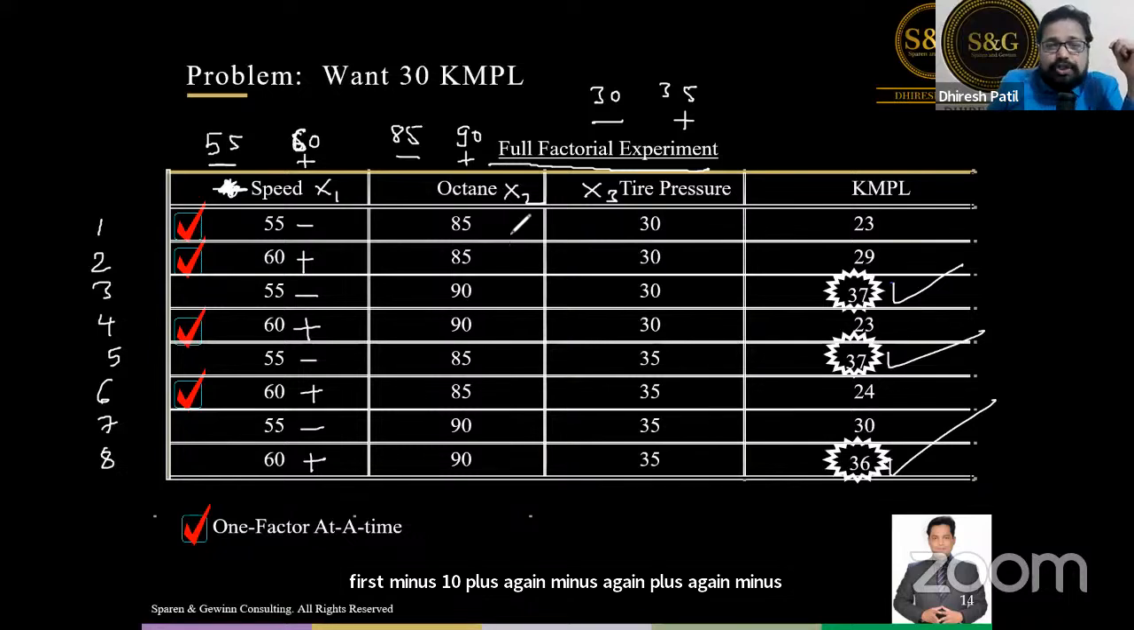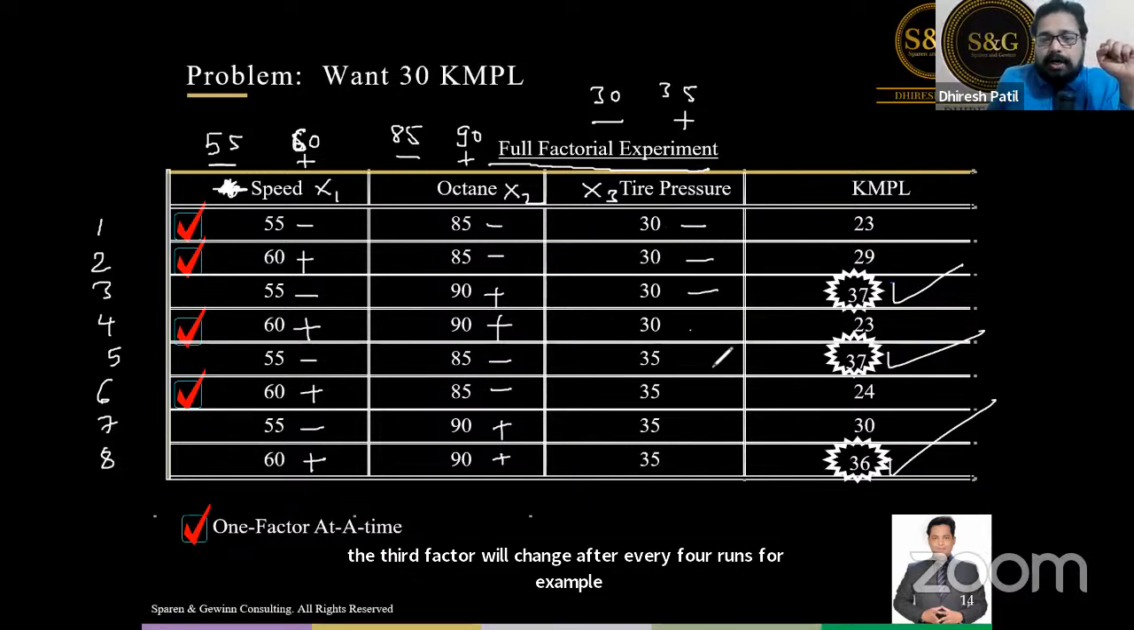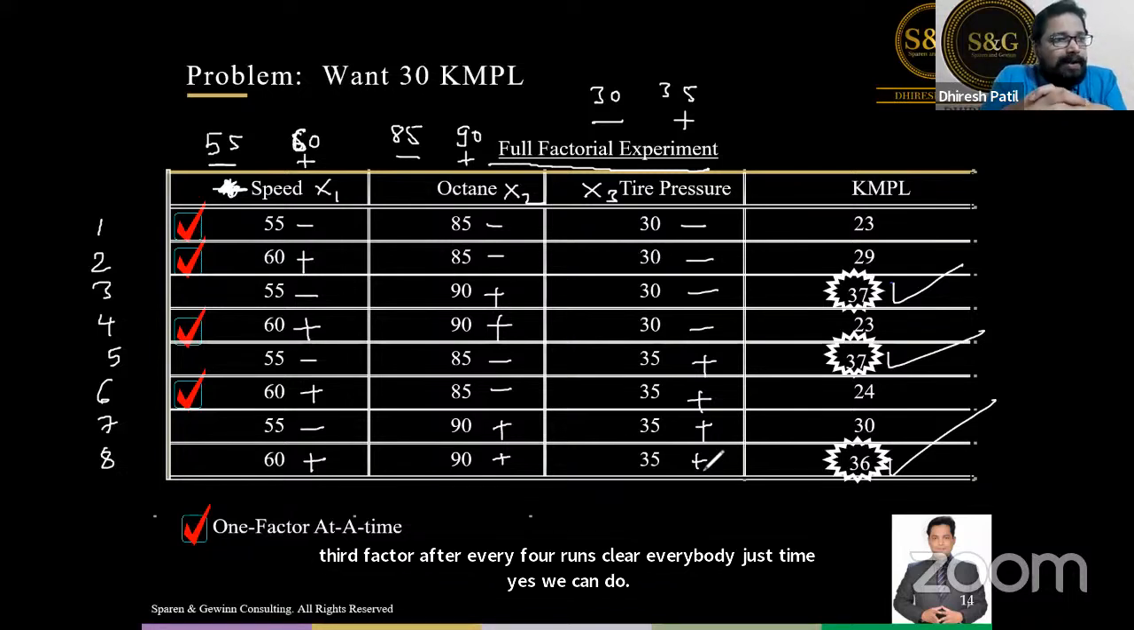The second factor will change after every 2 runs. For example, minus, minus, plus, plus, minus, minus, plus, plus. And the third factor will change after every 4 runs. For example, minus, minus, minus, minus, plus, plus, plus, plus. So again, I repeat, the first factor changes after every 1 run, the second factor after every 2 runs, the third factor after every 4 runs. Clear, everybody? Just type yes in the chat box. Super clear, very simple. And this is a standard way of creating a full factorial experiment.